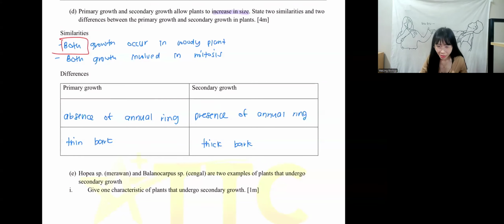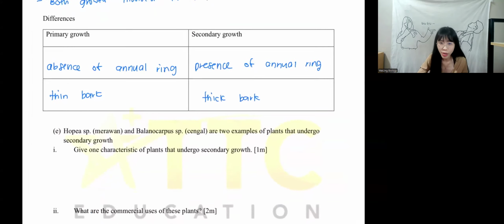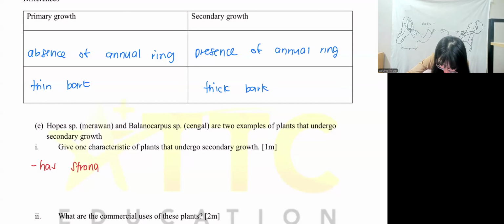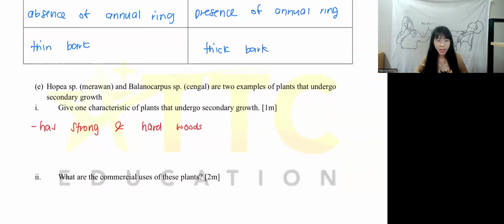Give one characteristic of plants that undergo secondary growth. Every plant that carries out secondary growth, the wood produced is strong and tough. That's why they can make it into furniture. If they are just soft, the moment they step on it, it breaks in half. So they have to be strong and tough. Presence of annual rings also can, both are correct. So you're going to say it has strong and hardwood.